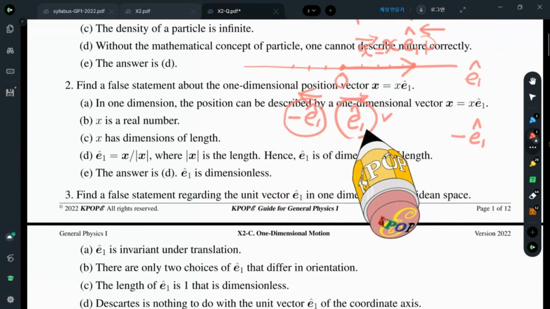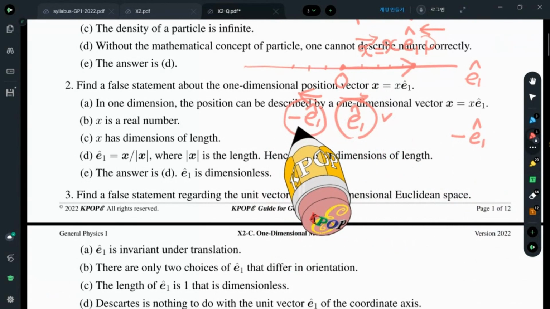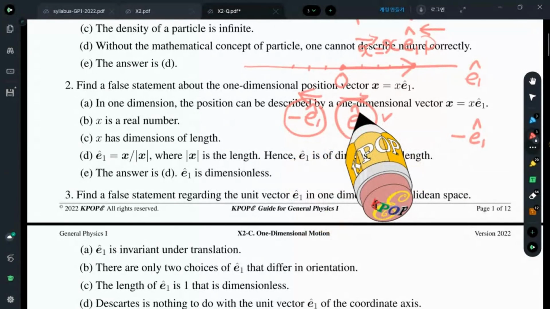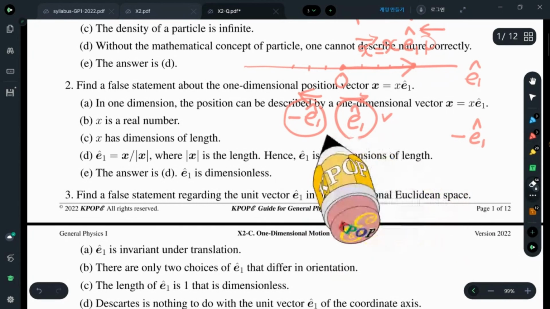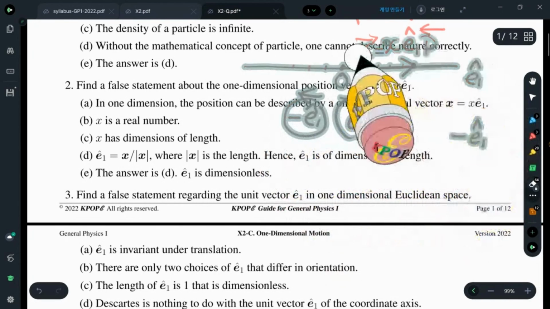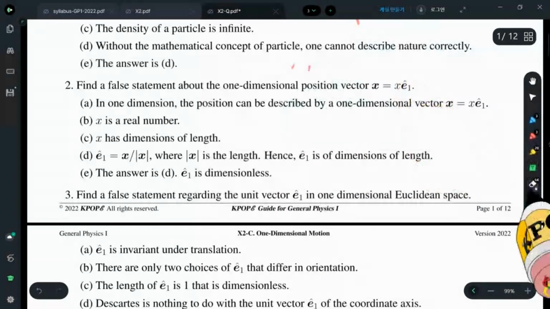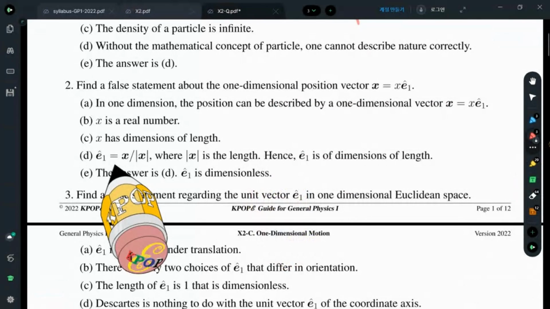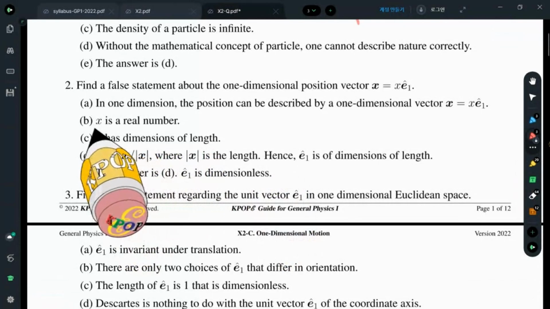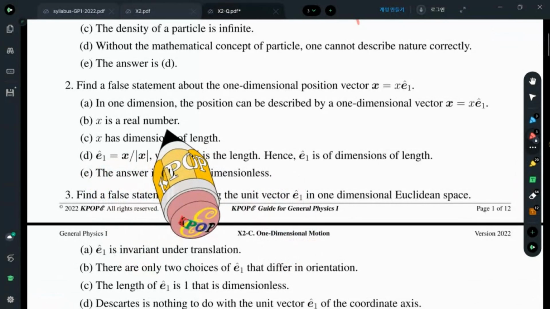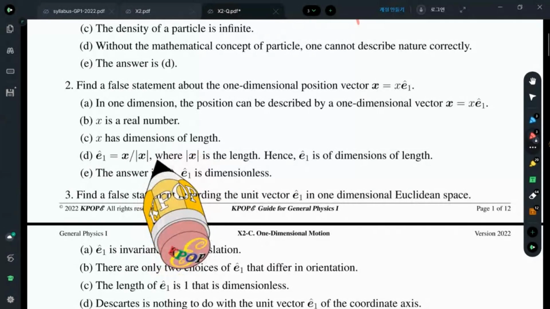But choosing this one or this one, you should use only a single basis vector because it's one dimension. In two dimensions, we have to choose two basis vectors. Anyway, we have a single basis vector E1 hat. X is a real number, but it is not a mathematical real number, it is a physical real number. That means it has a magnitude and its own physical dimension of length. Okay.